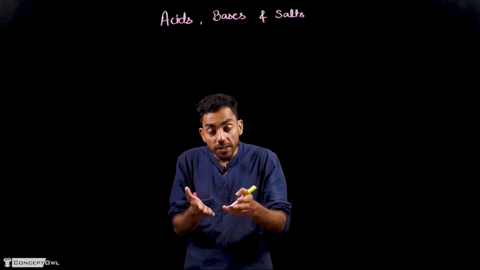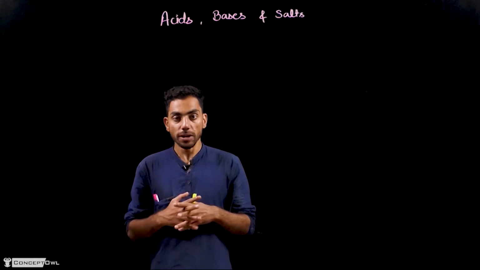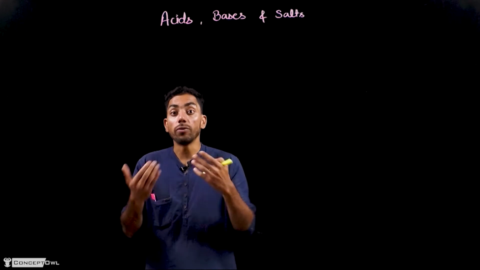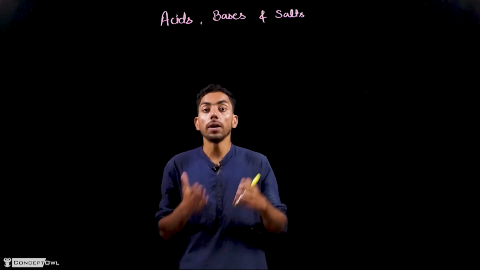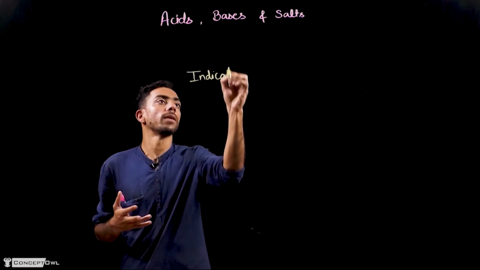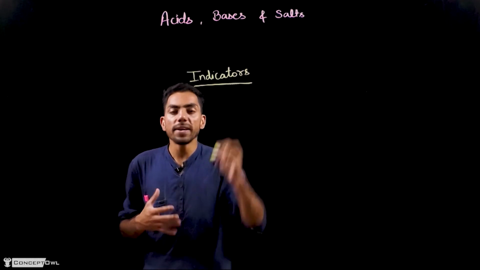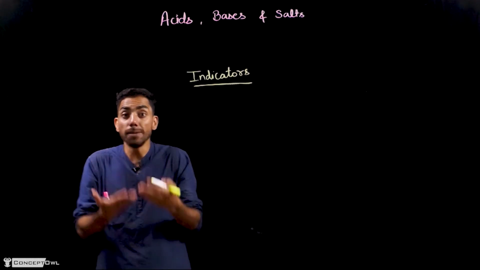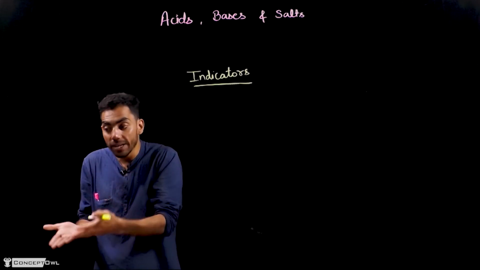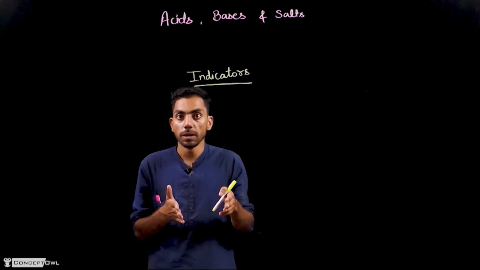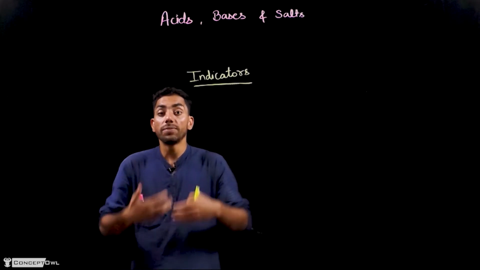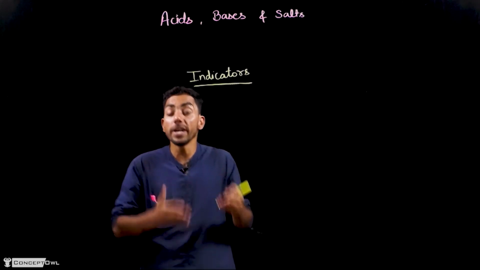There is one thing that is known as indicators. We can use them to find out whether a given substance is acidic or basic. So what is an indicator? Indicators are chemical substances which help us in determining the nature of a substance. Nature means whether a given substance is acidic or basic. These indicators change color in different medium. Different medium means acidic and basic medium.